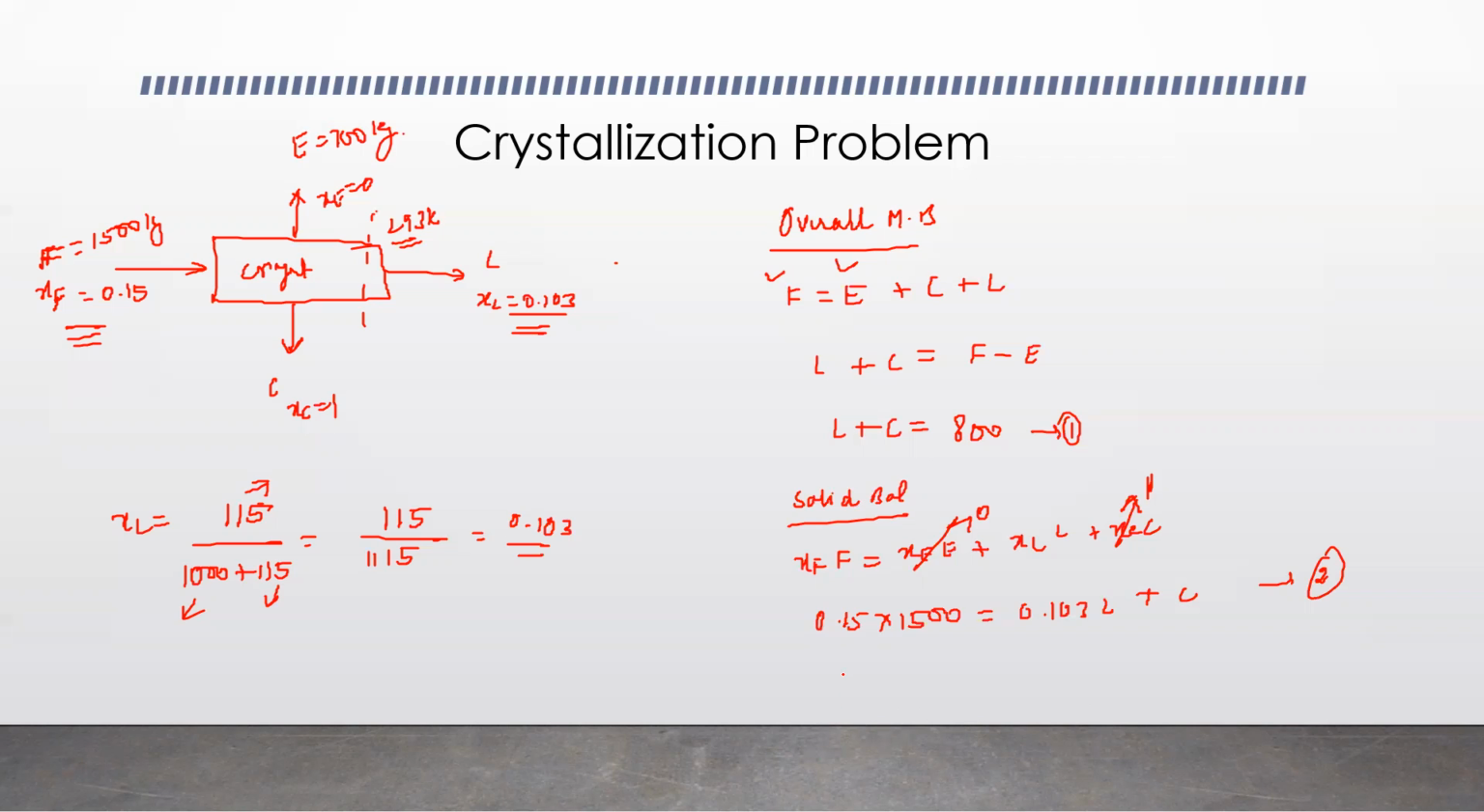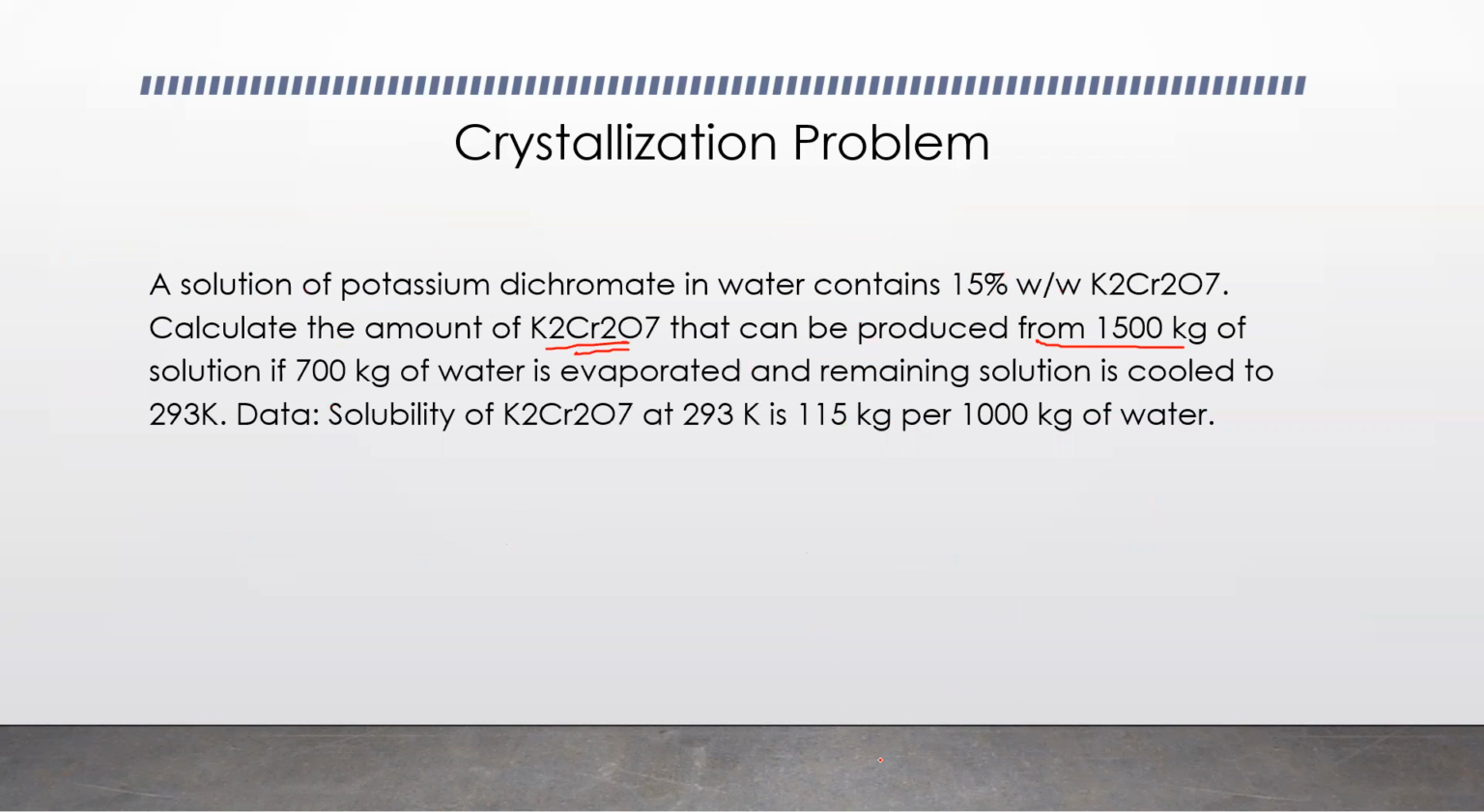So on solving these two equations, we'll get L as 641.025 kg, while you'll get C as 158.975 kg. All right, so you've got F, you have got L, and you've got C.